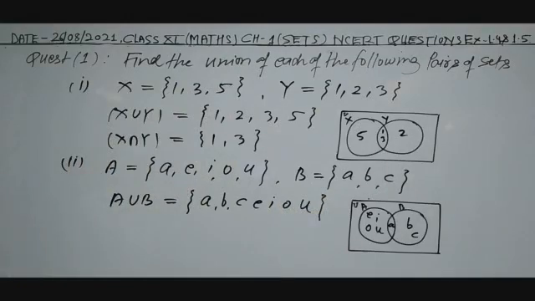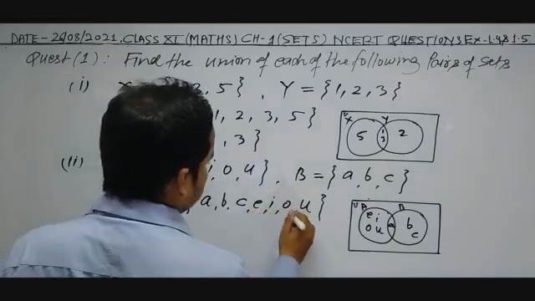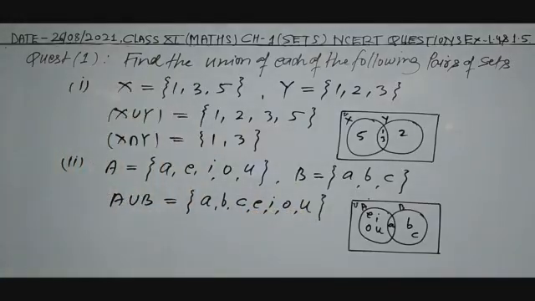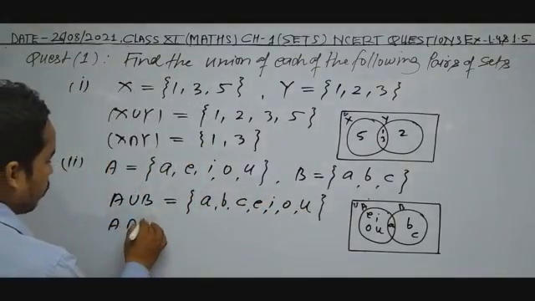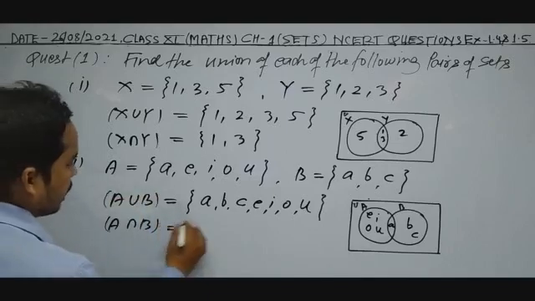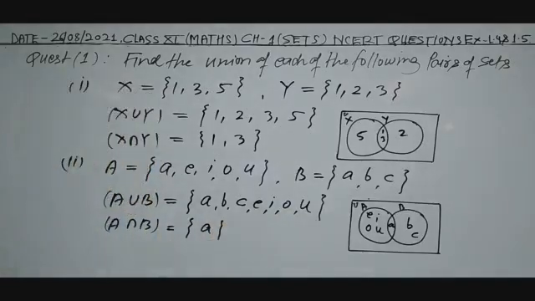Now see, 1, 2, 3, 4, 5, 6, 7. Union is A, E, I, O, U, B, C. Total 7 elements. And suppose you have to find A intersection B. So A intersection B will be small a only, and this is known as a singleton set because this set contains only a single element. Now in a similar way you can solve part 3 and part 4 also.